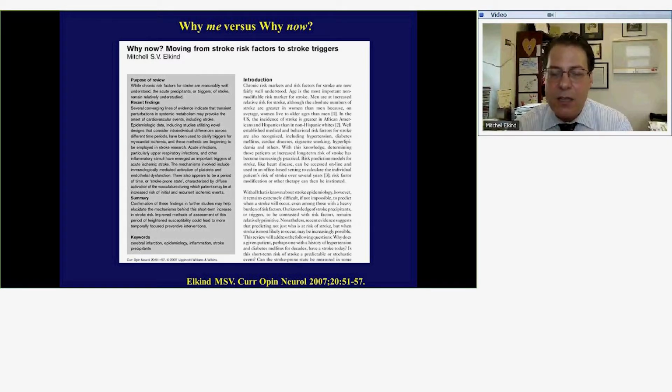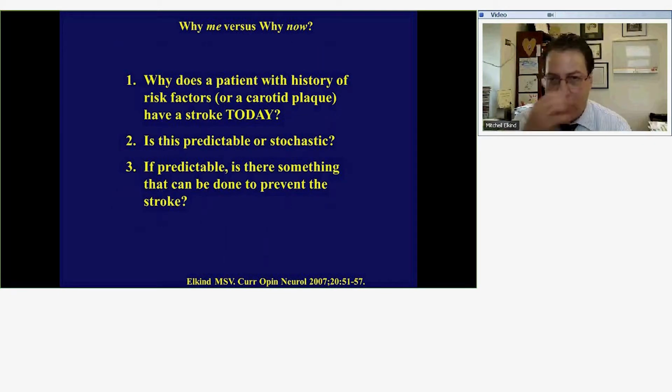But it doesn't tell us why a given individual who has those risk factors has a stroke on a particular day and time. You know, the diabetic smoker, why did they have their stroke today rather than a week ago or 2 months from now or 2 years from now? And so the question then shifts from why me, you know, why this individual, to why now? Why does a stroke happen at a certain point in time, and what can we do to prevent it? Is it some kind of random stochastic event, or is it somehow predictable, and can we identify people at high short-term risk who we can then treat to prevent the stroke from occurring?